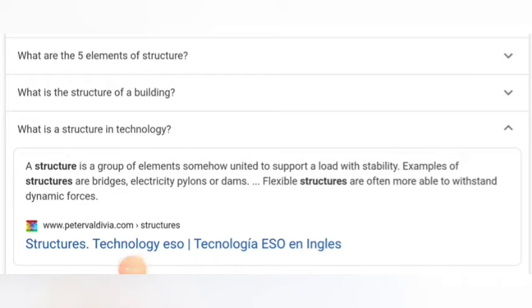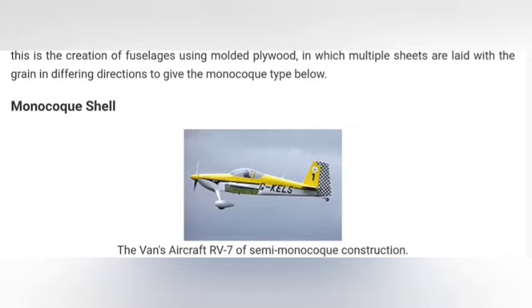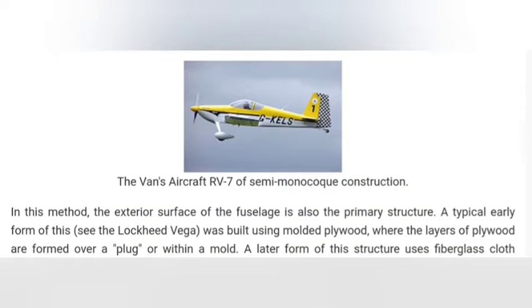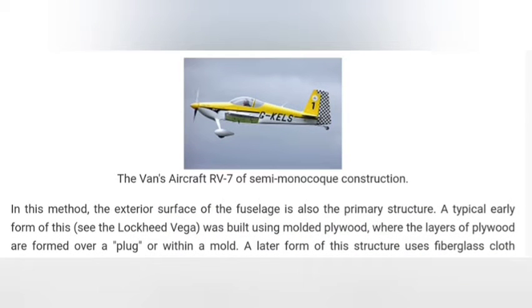What is a structure in technology? A structure is a group of elements somehow united to support a load with stability. Examples of structures are bridges, electricity pylons, or dams. Flexible structures are often more able to withstand dynamic forces. Monocoque shell. This is one of the types of structures used in aircraft. The picture shown is the Vans Aircraft RV-7 of semi-monocoque construction.